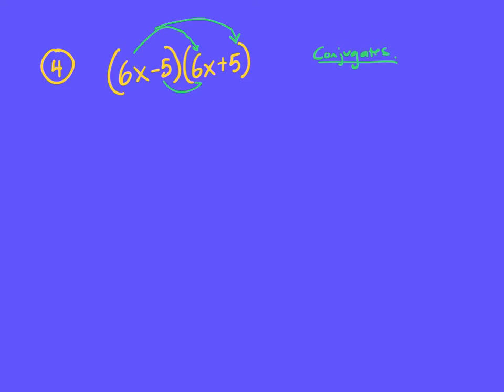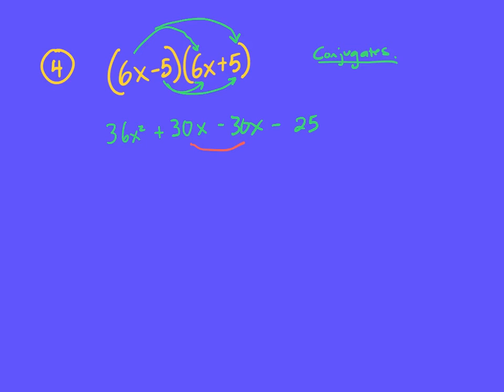Distribute the 6x, distribute the negative 5. 6x times 6x, 36x squared, 6x times 5. Then doing the negative 5 times 6. And then negative 5 times positive 5 is going to be negative 25. So unlike the previous examples where we had two things in the middle that were like terms and we combined them when we got a new term.